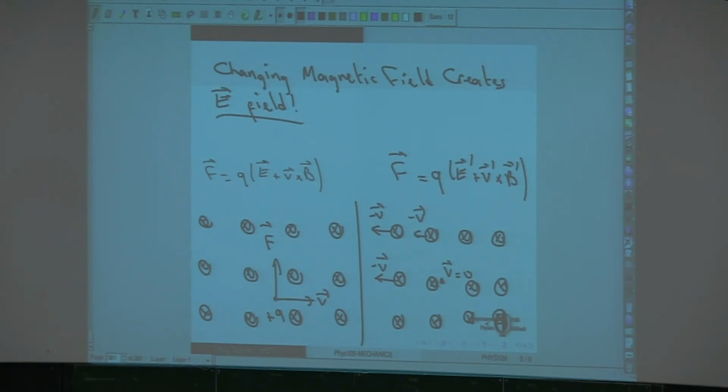Sorry? No. Energy is a frame-dependent quantity. It changes from reference frame to reference frame.